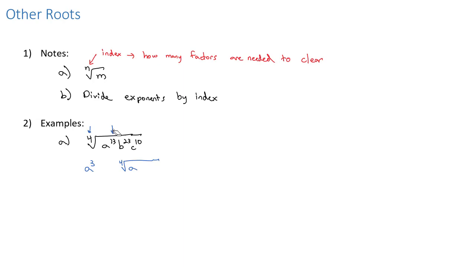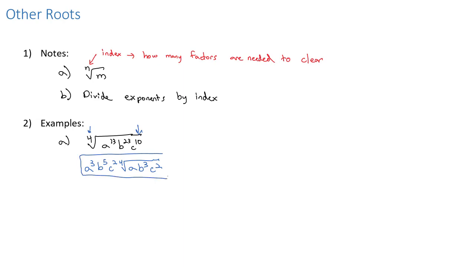Then I do the same thing with the b to the 23rd. 23 divided by 4 is 5, remainder 3. So 5 come out, and 3 remain. Same thing with c to the 10th. 10 divided by 4 is 2, remainder 2. So 2 c's come out, and 2 remain. So we have a cubed b to the 5th c squared times the 4th root of a b cubed c squared.